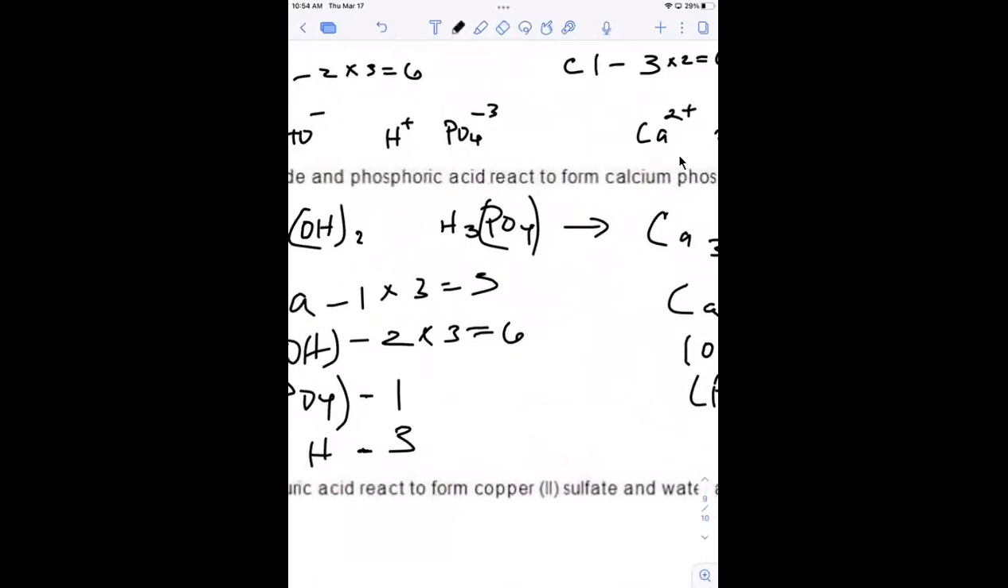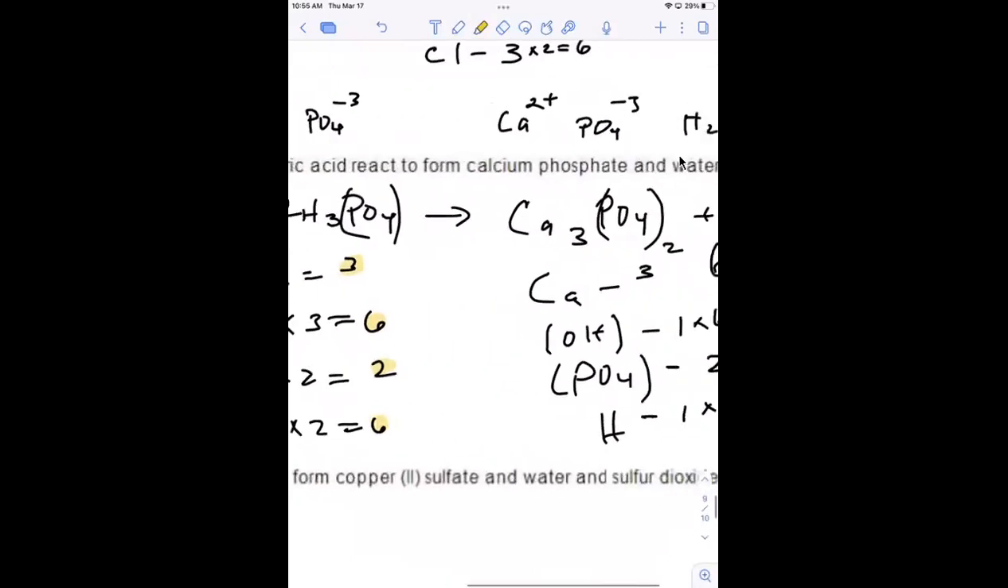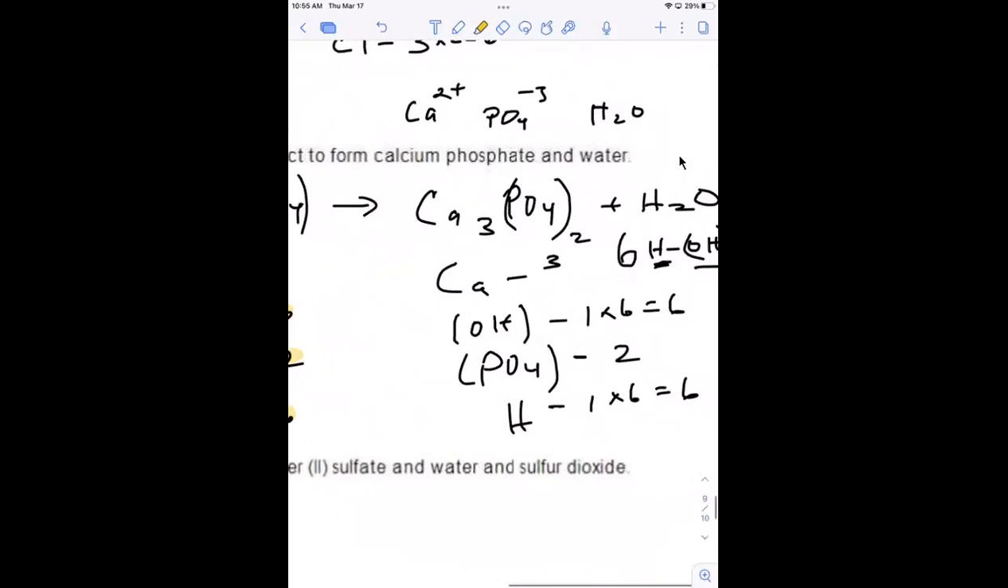You'll put a 2 in front of it, 2 in front of it, and we're home free. So this is going to be this times 2, which is 6. And then the PO4 is going to be the whole thing times 2, which is going to be 2. So now if you look at the total for each side, you got 3, 6, 2, and 6. And over here, same thing, 3 calcium, 6 hydroxyls, 2 PO4s, and 6 hydrogens.